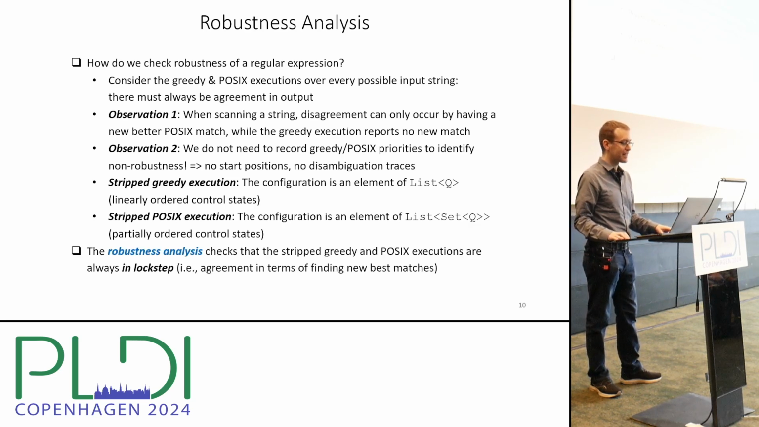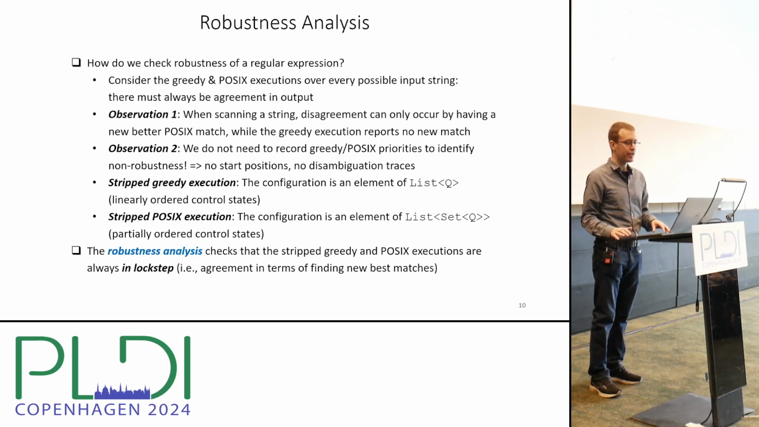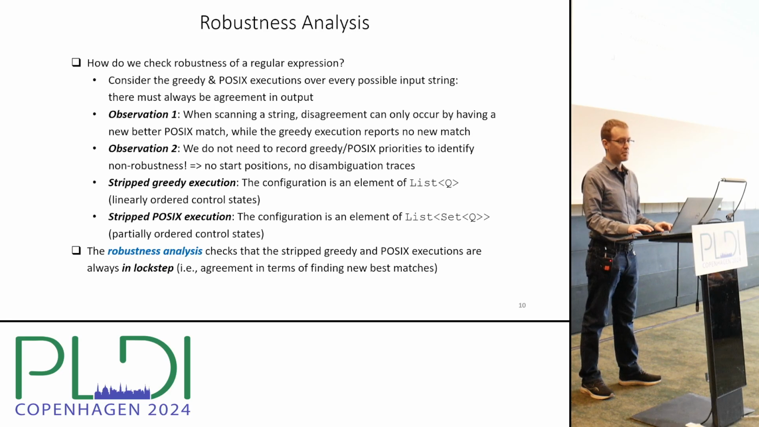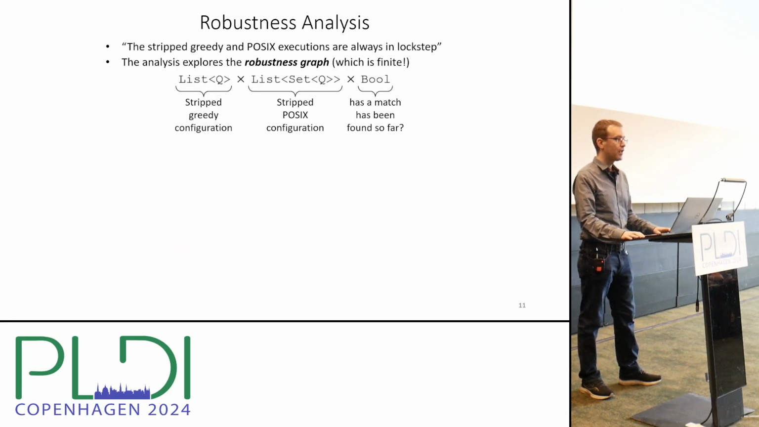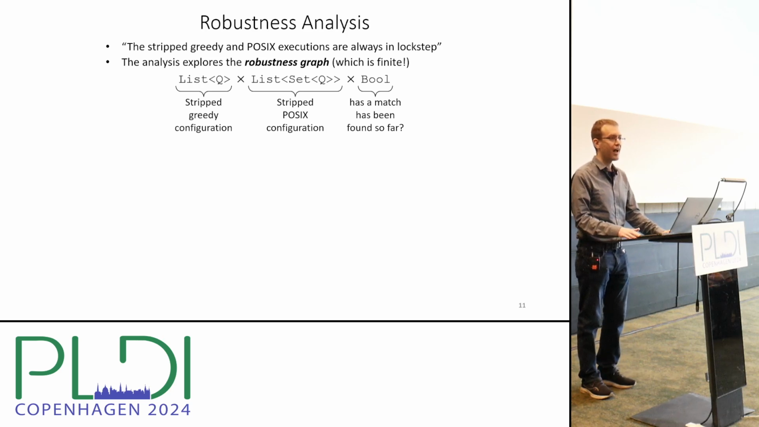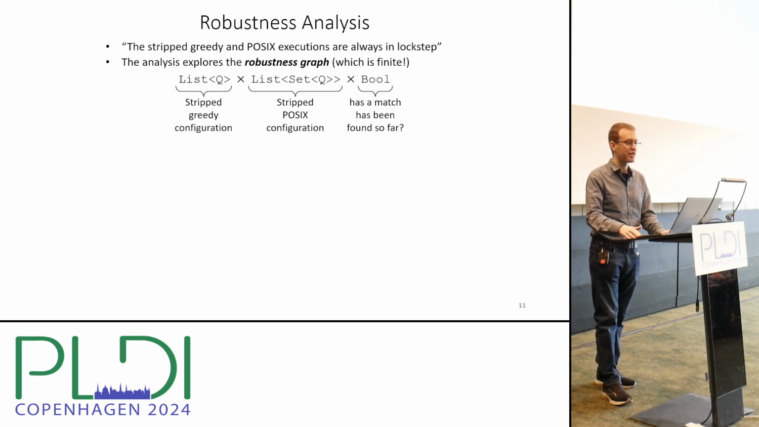Now, the robustness analysis checks that the stripped greedy and POSIX executions are always in lockstep. This means that they always agree in terms of finding new best matches. This analysis can be formulated as the exploration of a finite graph that I call the robustness graph. It consists of vertices that are triples, where the first component is a stripped greedy configuration, the second component is a stripped POSIX configuration, and the third component is a Boolean value that indicates whether a match has been found so far or not.